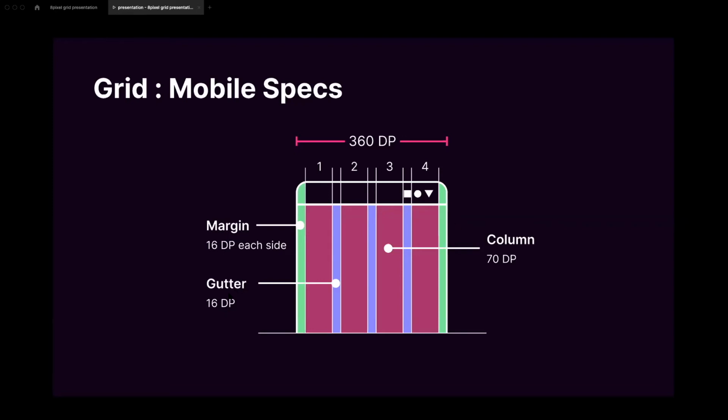Gutters. These separate the content in the column. The recommended value of the gutter is also 16 pixel. Less than 16 pixel is usually not enough to keep elements visually separated. Maybe 8 pixel might work sometimes.